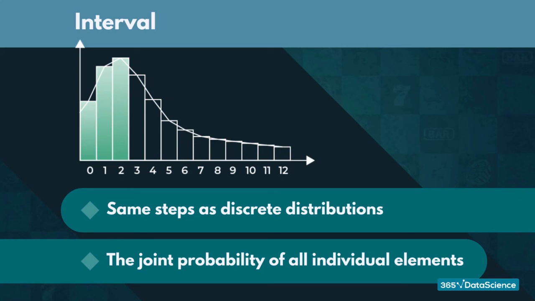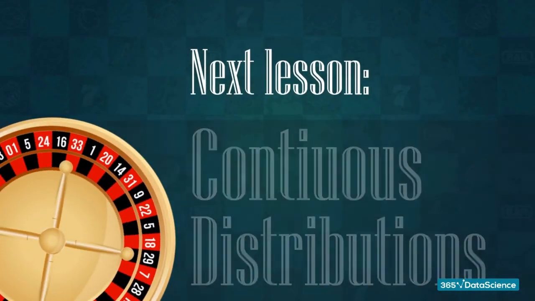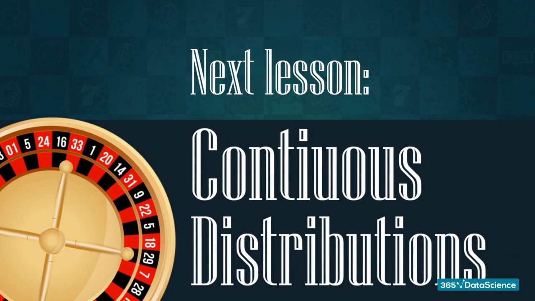So far, we have discussed uniform, Bernoulli, binomial, and Poisson distributions, which are all discrete. In the next video, we will focus on continuous distributions and see how it differs.